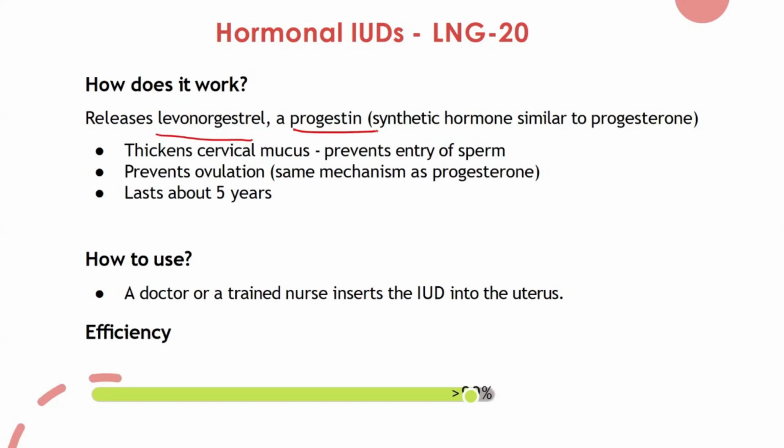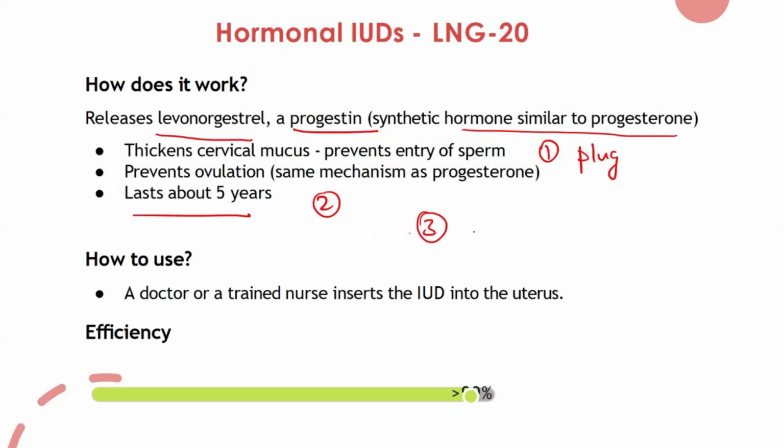It releases levonorgestrel, a synthetic hormone similar to progesterone, which will thicken the cervical mucus. So one is thickening the cervical mucus so that it forms a plug-like structure that prevents sperm from entering the uterus. Second, it will prevent ovulation. Third, it will last about 5 years. So remember this one.